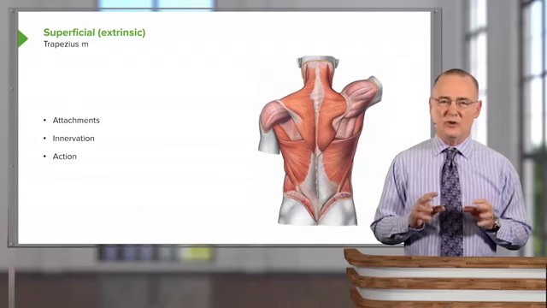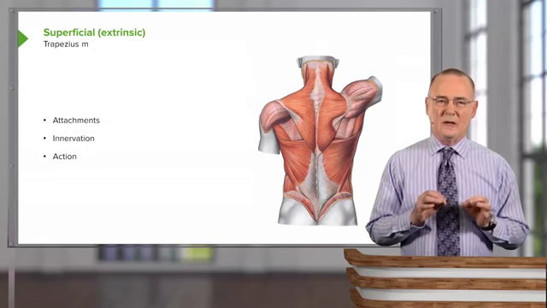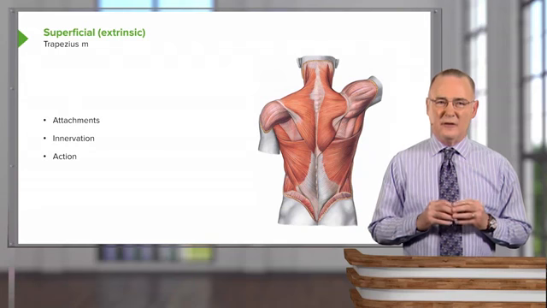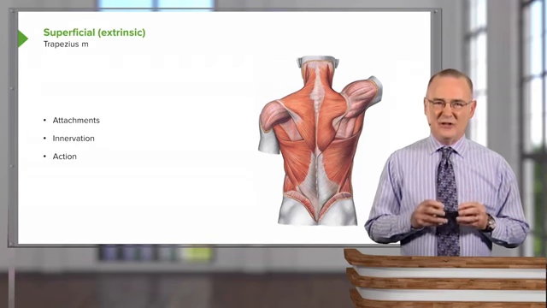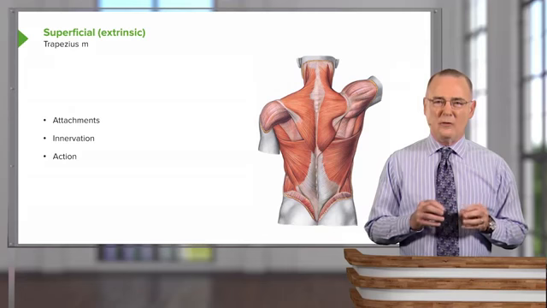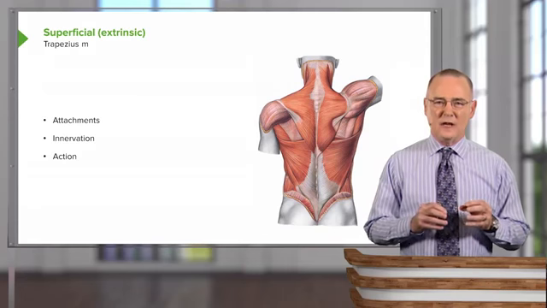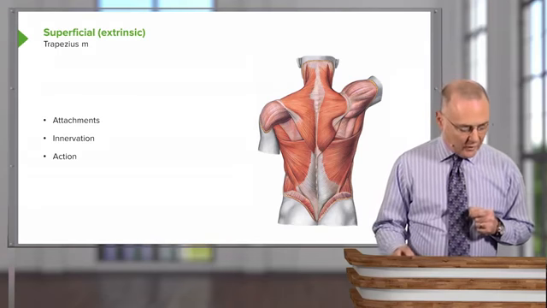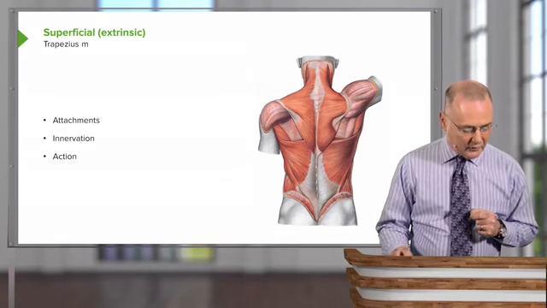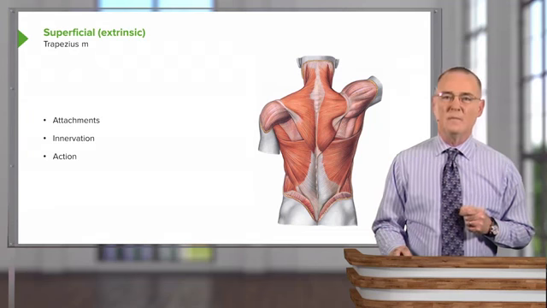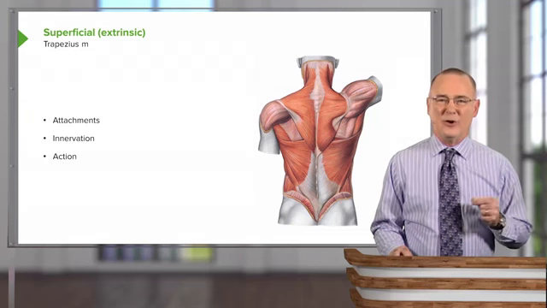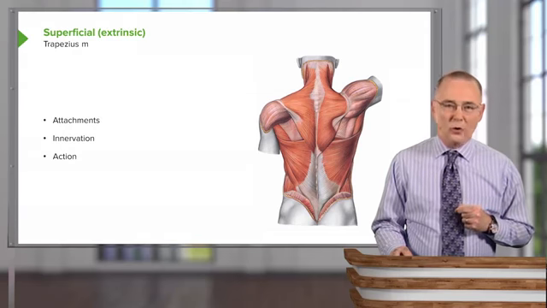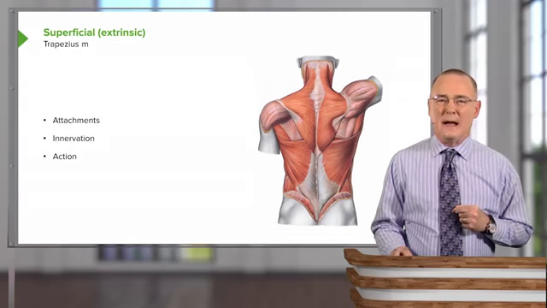Motor innervation to your trapezius is going to be supplied by a cranial nerve, and this is the accessory nerve. The actions of the trapezius will depend on the orientation of the fibers that are contracting principally. For example, if you have these fibers of the trapezius contracting, these middle fibers, they are oriented horizontally. They will then pull the scapula toward the midline of the posterior back.